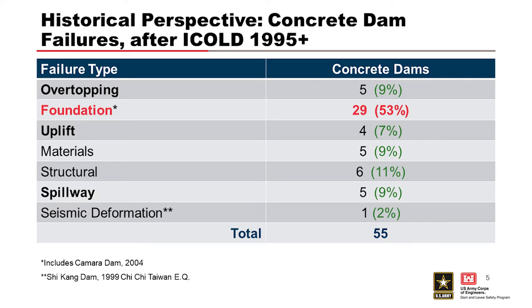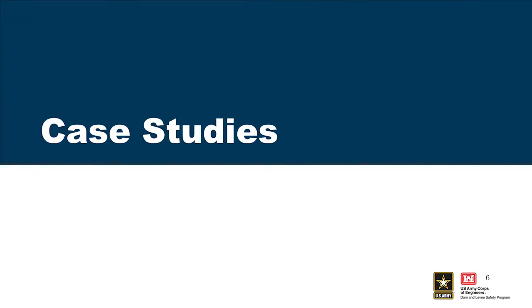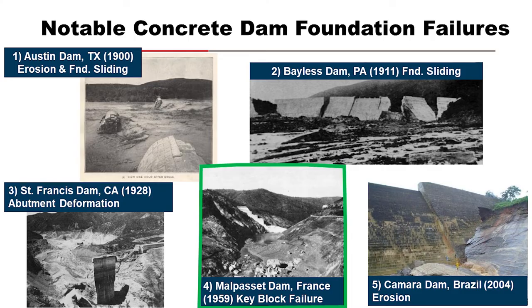And here's some of the notable ones. Austin Dam in Texas, early 1900s, sliding on the foundation. We have Bayless Dam, early 1900s, also foundation sliding in Pennsylvania. St. Francis Dam in California, abutment deformation and failure. Malpasset Dam in France, left abutment failure. And then Camara Dam in Brazil, still erosion, leading to reservoir release. So next slide.